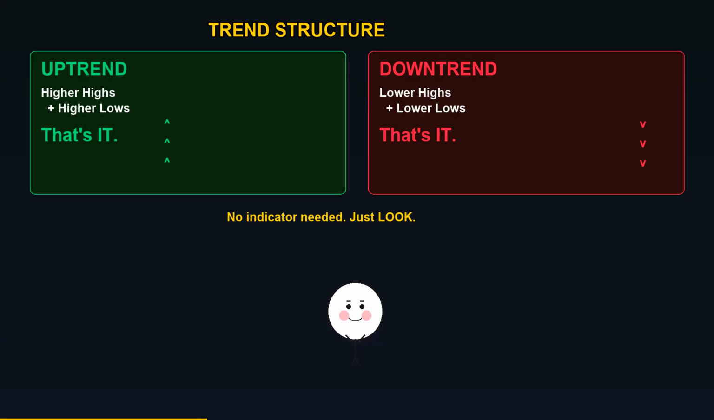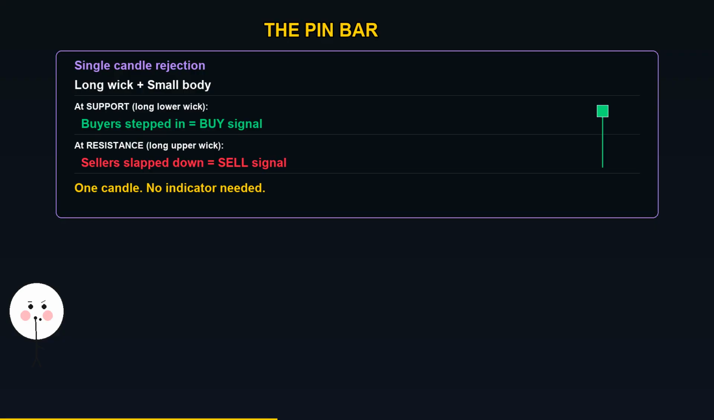The two patterns that matter most. Higher highs and higher lows. That is an uptrend. Every peak is higher than the last. Every dip is higher than the last. That is it. That is an uptrend. Lower highs and lower lows. That is a downtrend. Every peak is lower. Every dip is lower. You do not need an indicator to tell you the trend. You just need to look. Higher highs, higher lows, up. Lower highs, lower lows, down. Structure tells you everything.